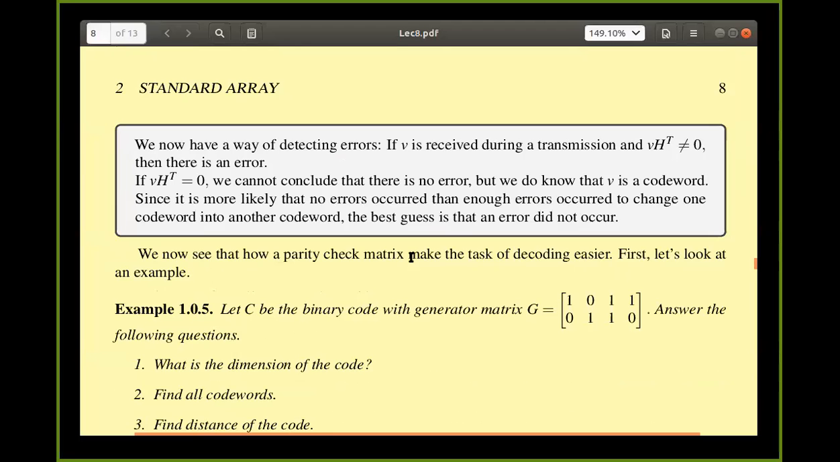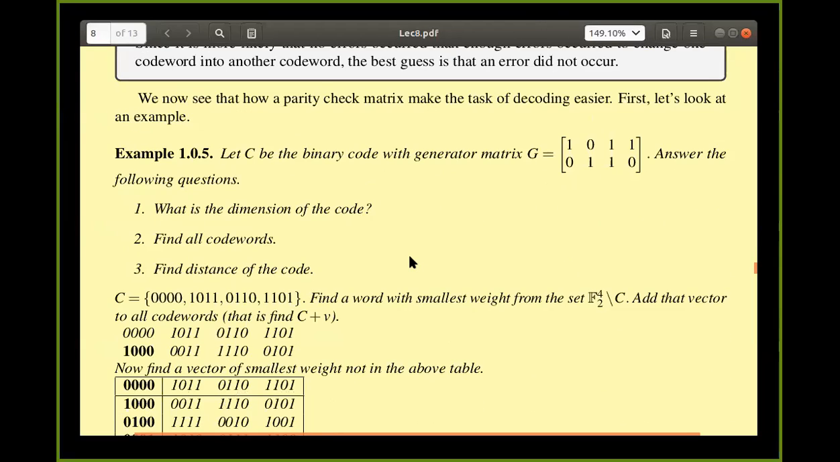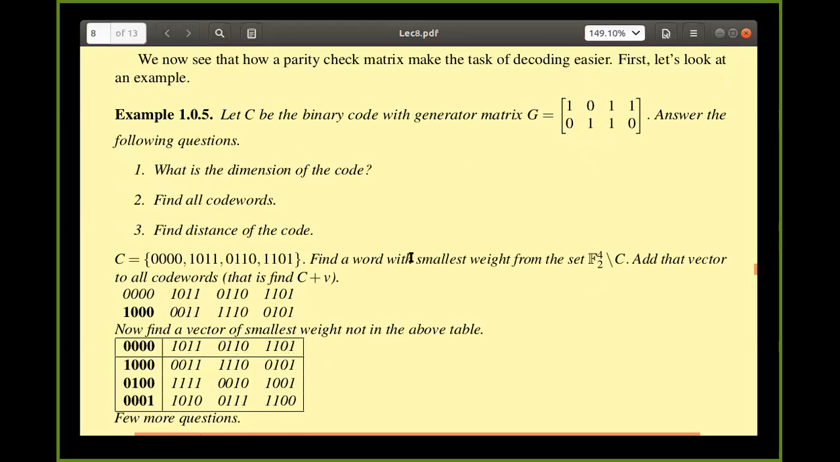So what I am telling you is how to detect errors now. I receive a word and compute V times H transpose. If it is not equal to 0, then there is an error, because every code word is perpendicular to the columns of H transpose. H is the generator matrix for C-perp, and it is the parity check matrix for C, the binary code.